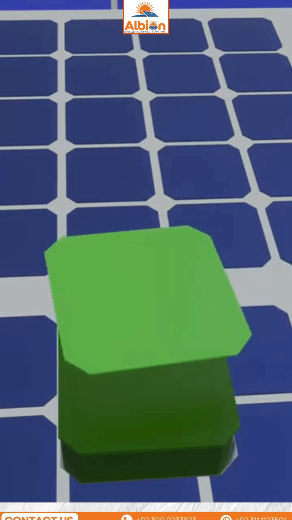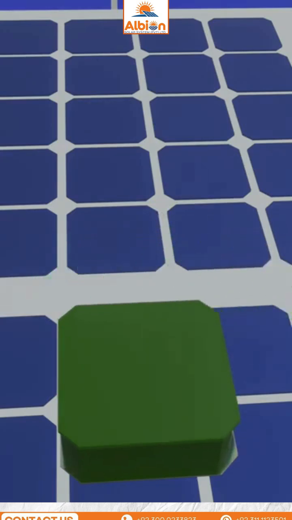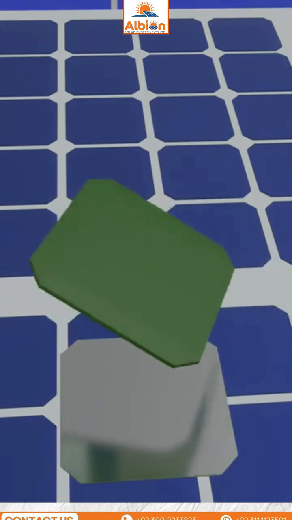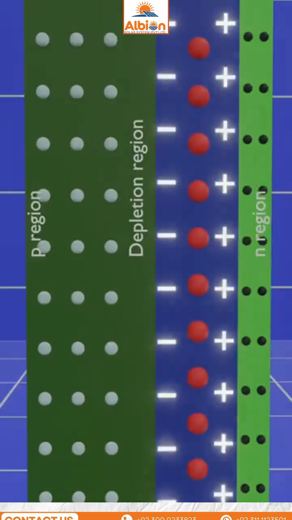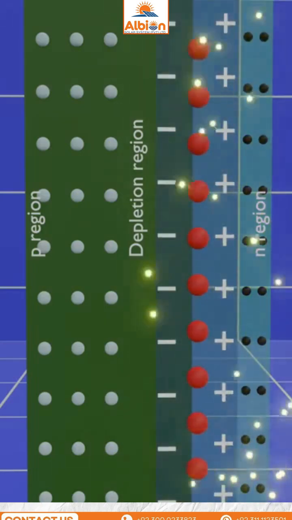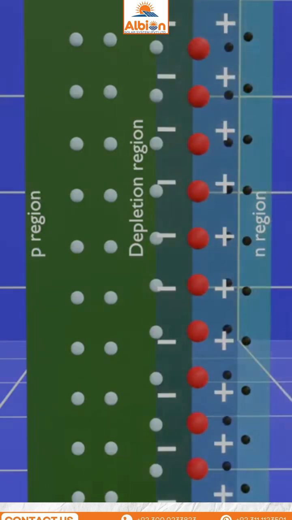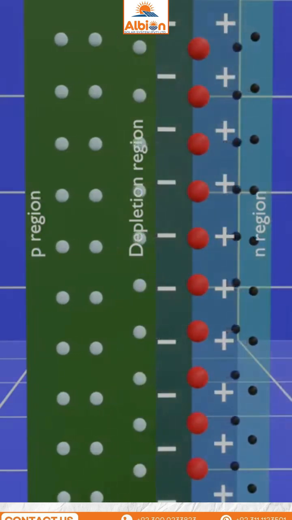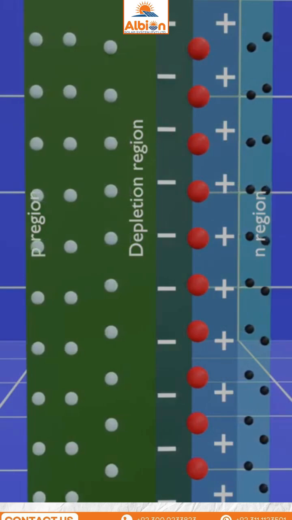Below this, a thin N-type layer contains free electrons, while a thicker P-type layer holds holes. At their junction, a depletion region forms, with positive charges on the N side and negative charges on the P side. When sunlight hits the depletion region, photons excite electrons, freeing them from neutral atoms. These electrons move toward the N-type layer, while holes move to the P-type layer, creating a flow of current.